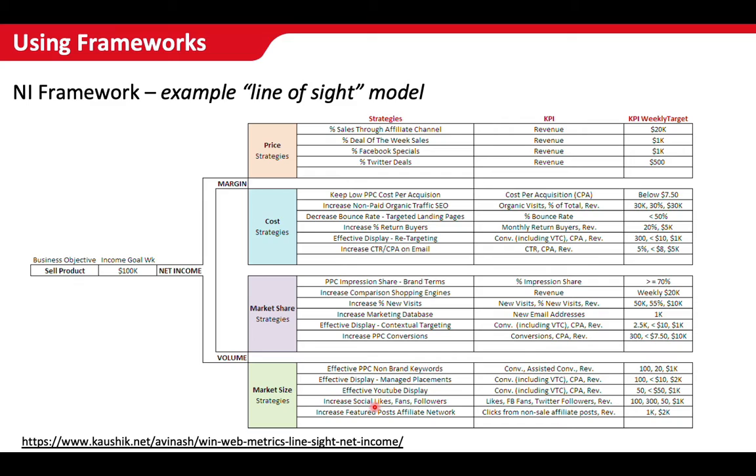So going into more detail about this, you can see here we've got the objective, an income goal per week of $100,000, as an example. Then you can see there are price strategies here, there's cost strategy, there's market share and market size strategies. So we can see all the strategies that business teams have come up with. How are they going to get the best price? How are they going to get the best cost? All those strategies are listed here. Now, how are they going to fulfill those strategies? They're going to track them with KPIs. And then you get your metrics from those KPIs. And then you might have a target for those KPIs. So you've got target metrics.